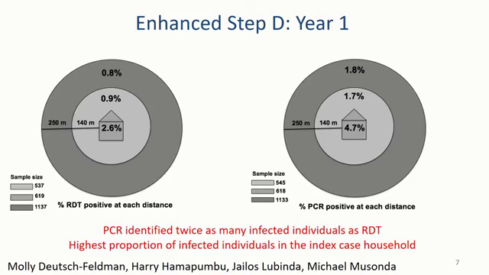What's showing here is the prevalence in the index case, and then at the different screening radii. And you can see the highest prevalence here is in the index case household. Also of note, because of the poor sensitivity of the RDT as a screening tool, we're capturing about twice as many cases by PCR compared to RDT.